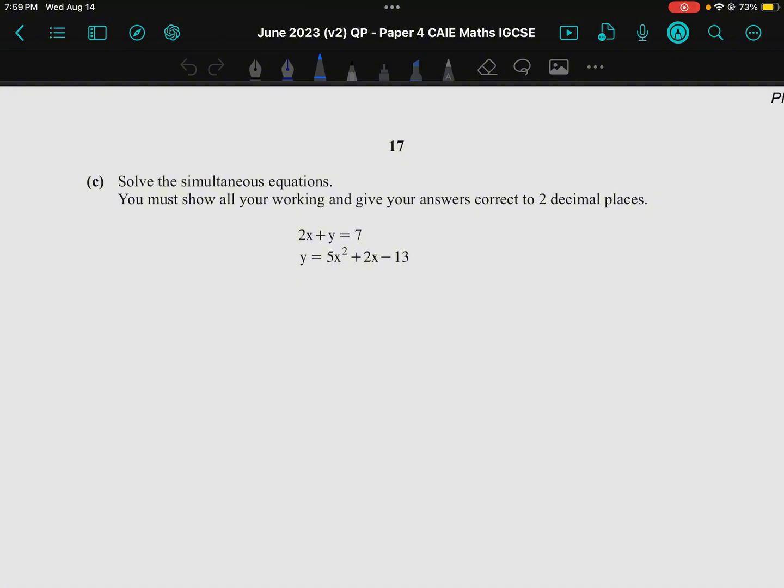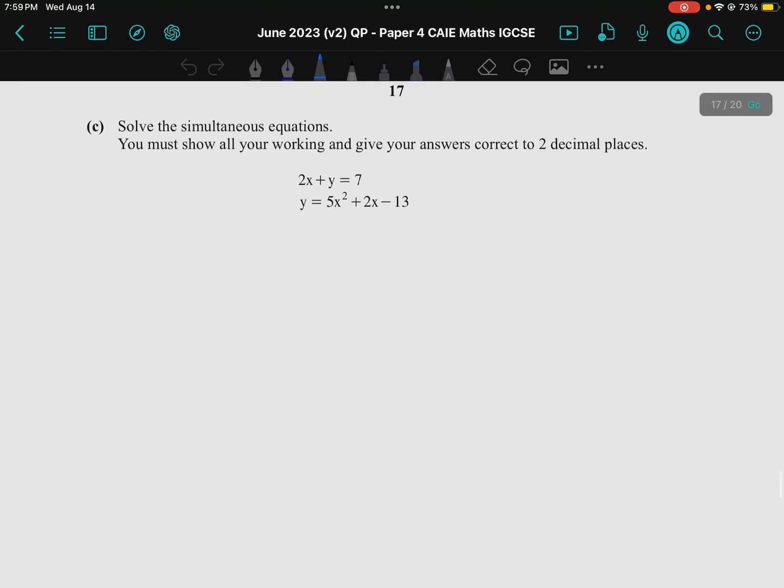So now part number C. Solve the simultaneous equation. You must show all your working and give your answers correct to 2 decimal places. So what I can do here is take the value of y from here. You can write it as 7 minus 2x. So now the equation we are taking is 5x square plus 2x minus 13 equals y. So in place of y, put this value 7 minus 2x. Now take all the terms to one side.